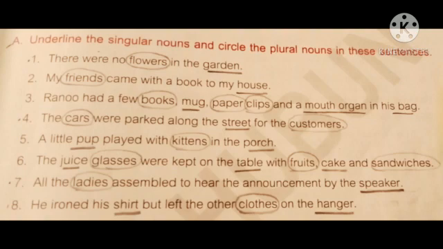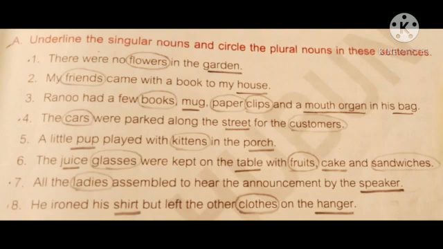So, third, Rano had a few books, mug, paper clips and a mouth organ in his bag. Here, circle books because many books. Underline mug, only one mug. Students, circle paper clips. It is one word, so you have to circle both. And a mouth organ. Here, underline mouth organ, one single, and a bag, one.